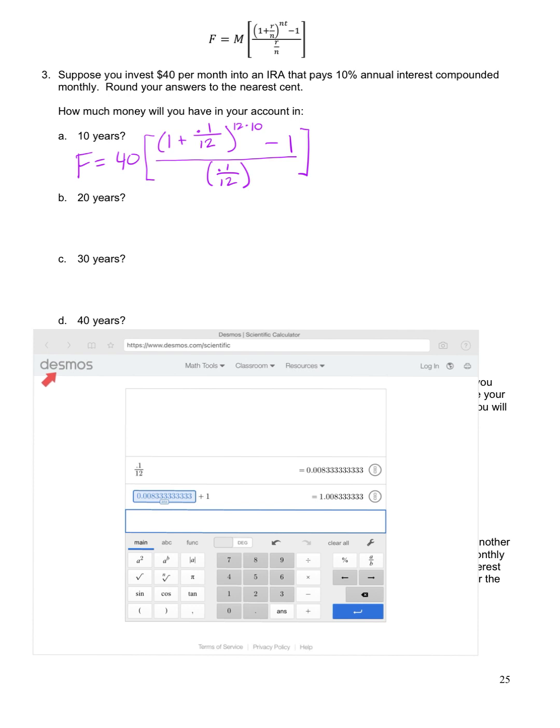By the way, this calculator is a scientific calculator from Desmos. It's free. Anybody can use it. Just go to your browser and type this in.